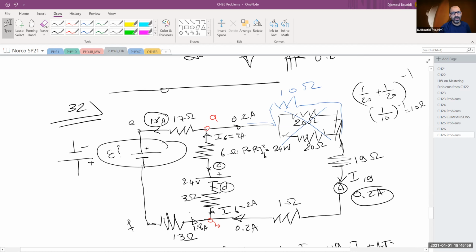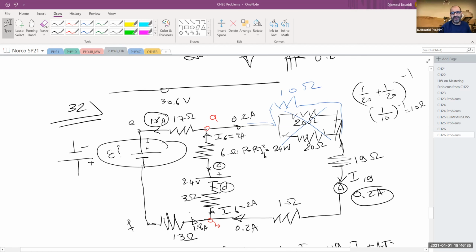Then according to the picture, this point should be higher than the point F, which should be higher than the point B. Point F must be higher than B, and actually we know how much higher it is. It's 13 times 1.8, and this point is higher than point E by 17 times 1.8. If you're curious, 17 times 1.8 is 30.6 volts higher.